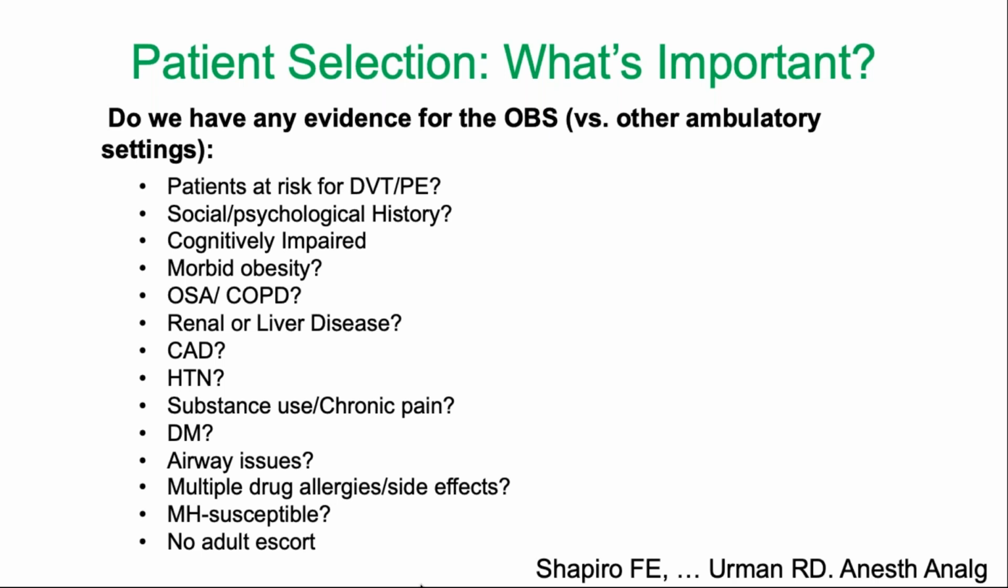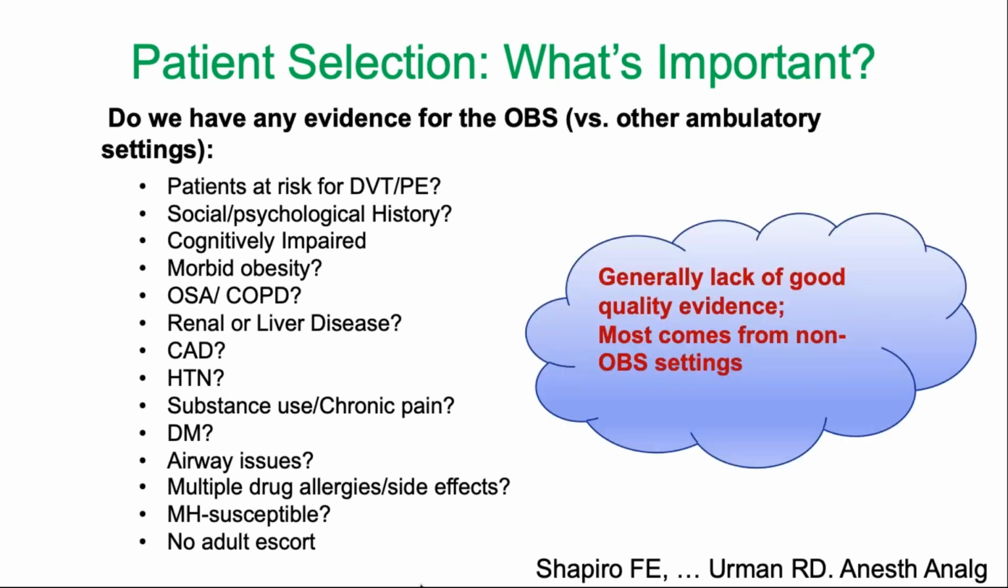I have a list here of patient conditions. And the question is, how much evidence do we have for patients who are increasingly getting sicker and presenting to the busy office-based practices with these medical conditions? Which patients are okay to have surgery in the office-based setting or any ambulatory setting? And how much evidence do we really have about patients with significant OSA, COPD, morbid obesity, coronary artery disease, renal or liver disease? And the answer is, there's limited evidence for patient selection in the office-based setting. And often we have to extrapolate the evidence based on what we know from outcome studies in other ambulatory non-office-based settings.